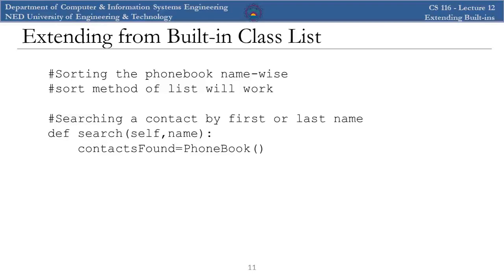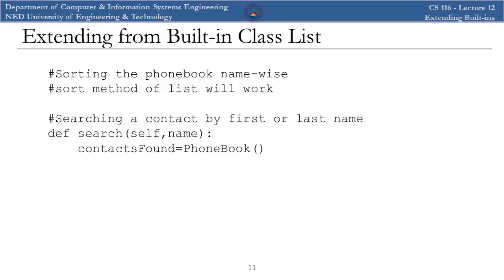That means that if contacts found is instantiated this way, it will be printed in a more presentable way. That's the only difference. So that's why I am instantiating it to phone book. You can change the code and instantiate it to list type. Working will remain fine, only the display will be changed. So you can try that with the code.